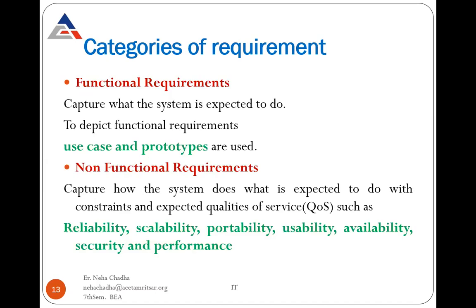Then comes the categories of requirement. In the types, we have two types. One is called the good type, the other is called the bad type. If we go with the categories, we have two types of categories. One is called the functional requirement, the other is called the non-functional requirement. Functional requirement is mandatory for any enterprise. The first thing is that it captures what the system is expected to do.